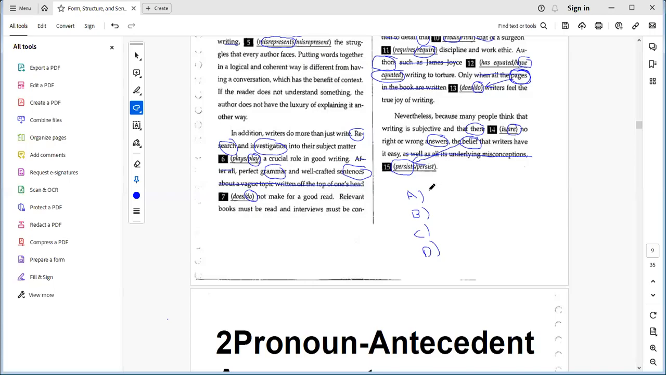And you have here: play, plays, have played, are playing.